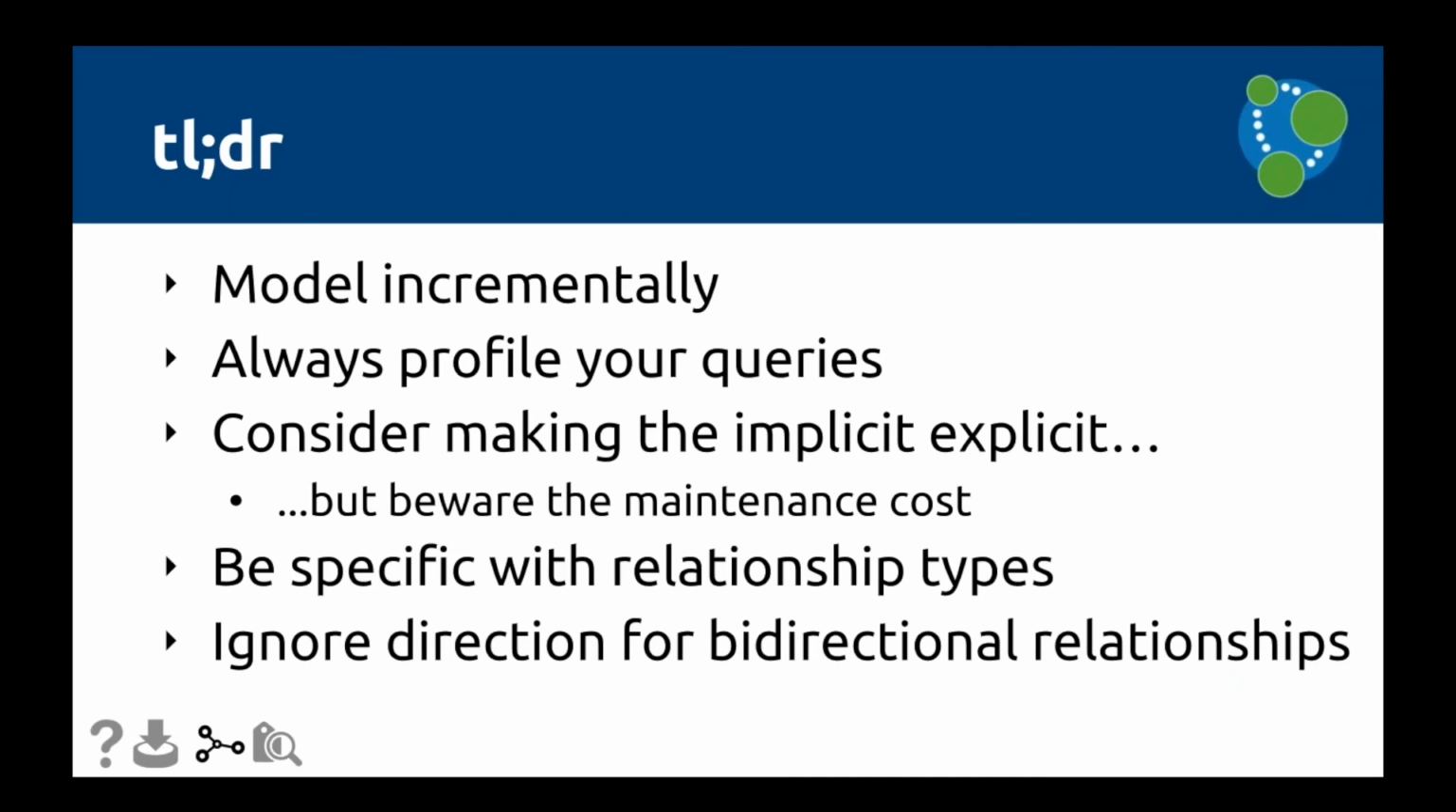So just a quick TLDR, in case you missed anything. These were the tips. First thing is model incrementally. Hopefully you've seen that that's what we've done throughout this talk. We started off with a query where we were just looking at similarity between groups. Then we introduced members. Then we introduced people's interests. Then we introduced events. Then we introduced RSVPs. And along the way we built in some other things.